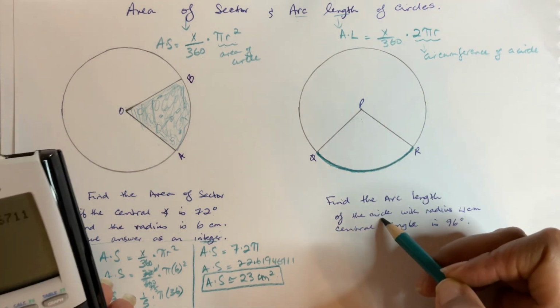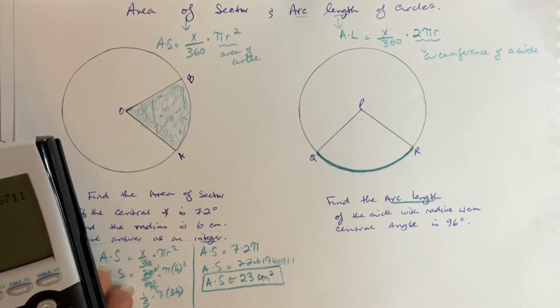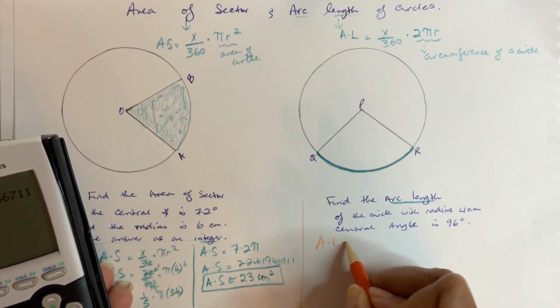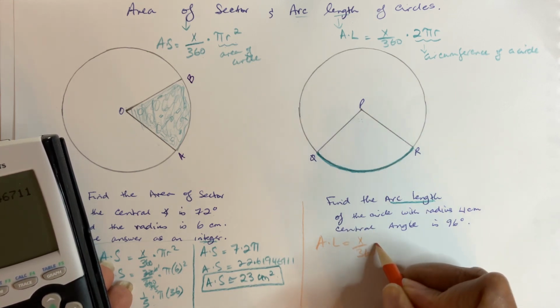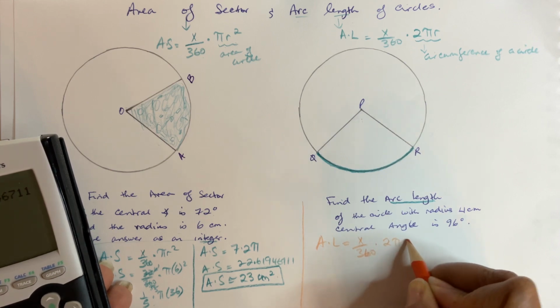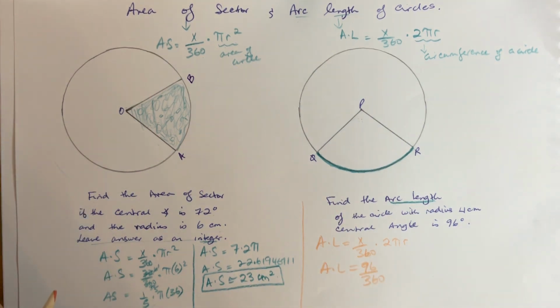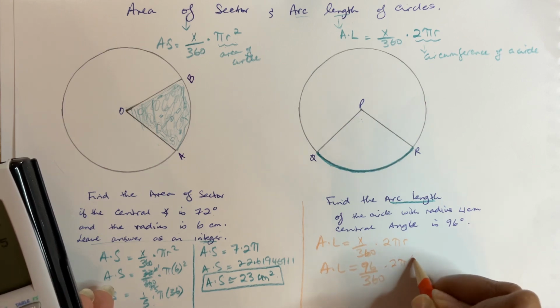Now, the next one over here is finding the arc length of the circle. We're going to start out as usual with our formula. Our formula is AL is equal to x over 360, and then I'm going to times that by 2 pi r. So AL is equal to 96 over 360, times 2 pi, and the r there is 4.